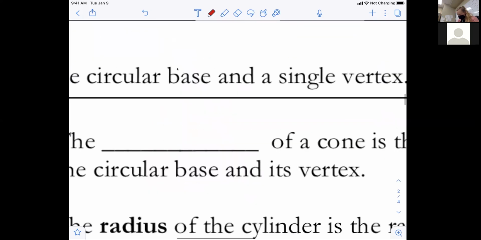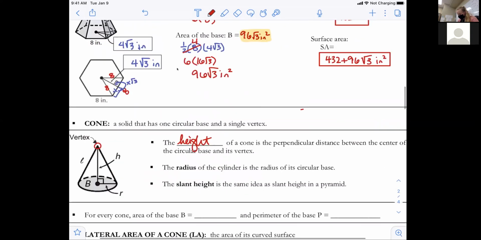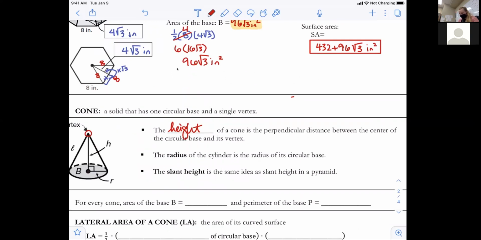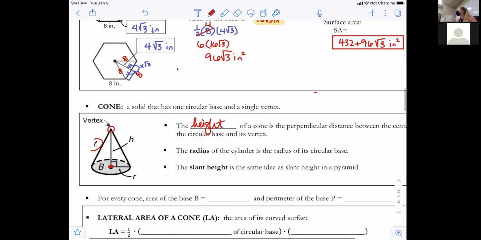The height of the cone is the perpendicular distance between the center of the base and its vertex. So I've got my height labeled as H, and I can know that's my center because the height goes from the vertex down to the very center. The radius is the radius of its circular base, and the slant height is the same concept as the slant height in the pyramid. So that's my lowercase cursive L right there. For every cone, the area of a base is a circle. So the area of a circle is pi r squared. And the perimeter of a base is 2 pi r.